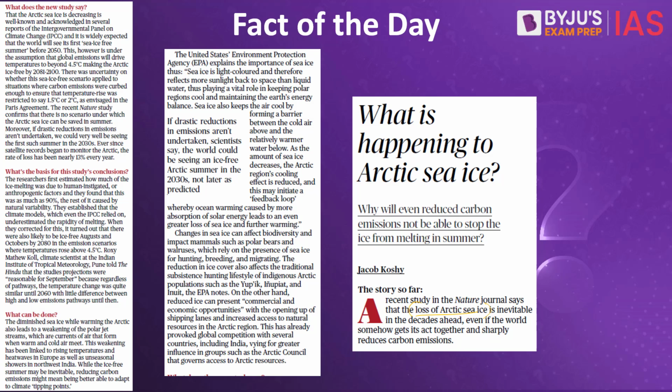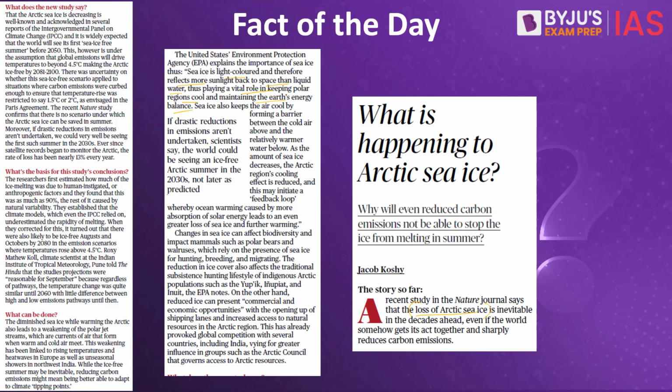So this article goes on to say that even if humans are able to reduce the emissions that they have been producing in the past few years, the Arctic Sea is bound to melt. It also mentions a particular study conducted by the United States Environment Protection Agency. What is the importance of sea ice? It says sea ice is light colored and therefore reflects more sunlight back to space than liquid water, thus playing a vital role in keeping polar regions cool and maintaining the Earth's energy balance.